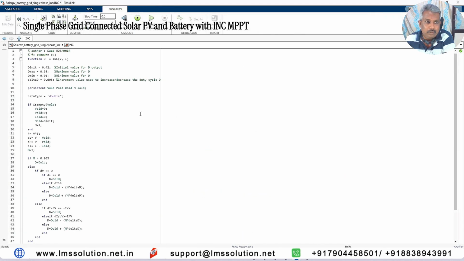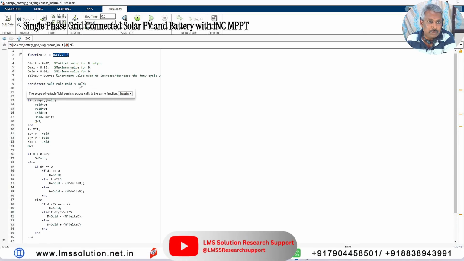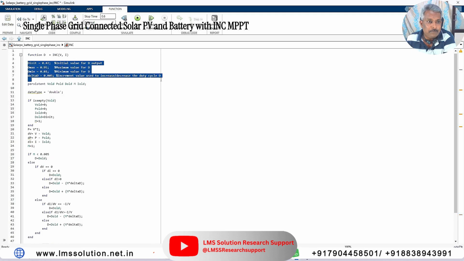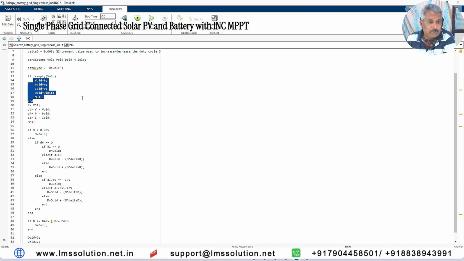When you click inside, you will see the code for the incremental conductance MPPT. Here we are measuring the voltage and current of the PV, and we are fixing 4 parameters: the initial duty cycle, the maximum and minimum duty cycle, and the increment and decrement duty cycle value. We are also fixing the initial values for the previous instant voltage, power, current and duty cycle. Then we are calculating the power, the difference between current and previous instant voltage, the difference between current power and previous instant power, and the difference between current and previous instant current.